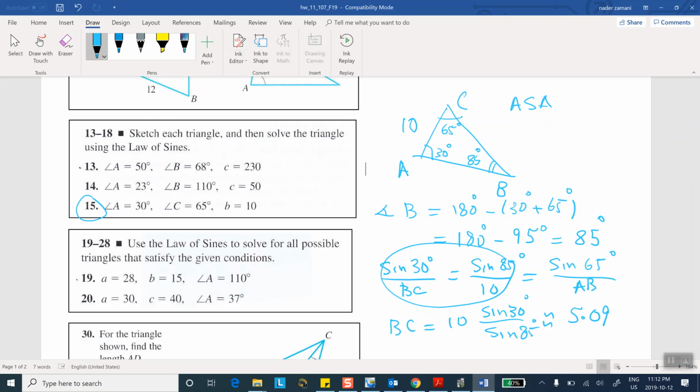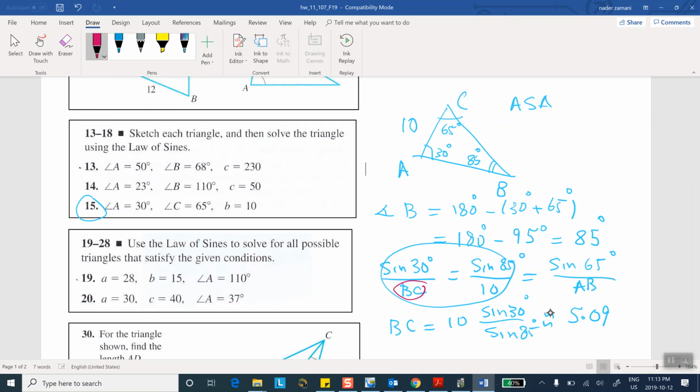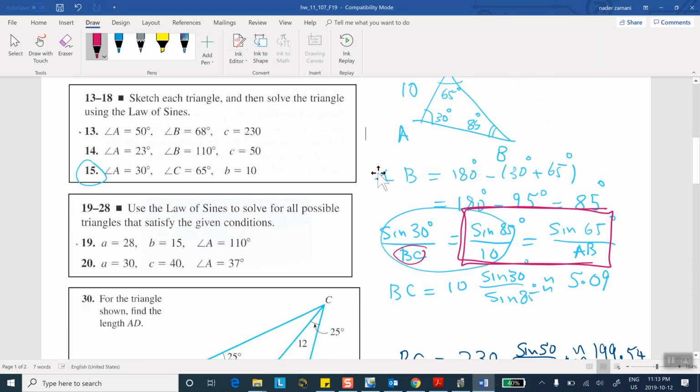Okay. And now that we have that side, we can, for example, we just found this, right? We just found this thing, it's that number. So we can use, for example, well, I don't know, we can use this to find AB. So AB, we get this equation, AB equal to 10 sine of 65 divided by sine of 85.